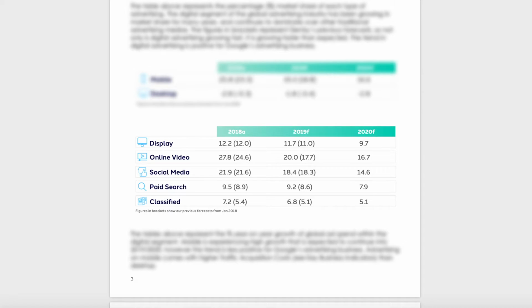In 2018, display ads grew at 12.2%, online video grew at 28%, social media at 22%, paid ads at under 10%, and classified at 7%. So paid search, display, and video ads are the core of Google's business through their Google search and YouTube. And these areas are still growing at double digits, most of them at least. And they're expected to continue to grow at substantially high rates, at least for the next few years.